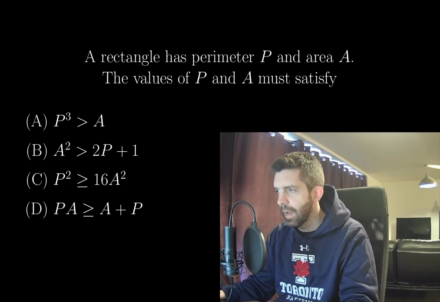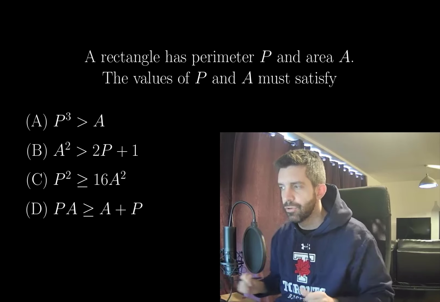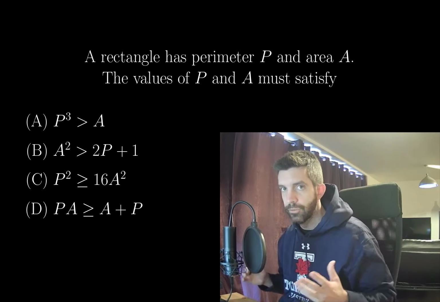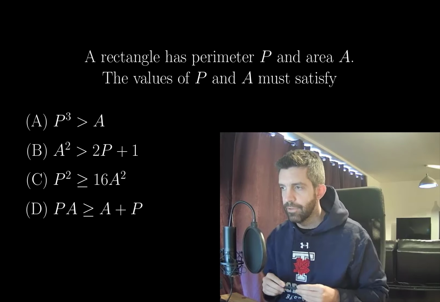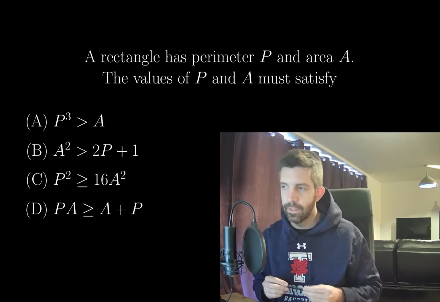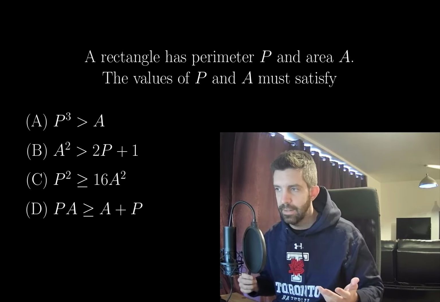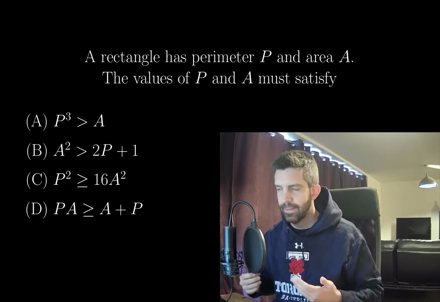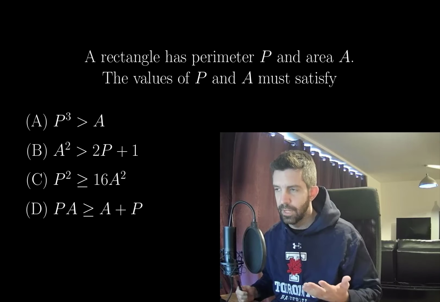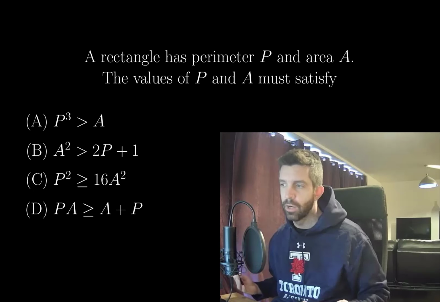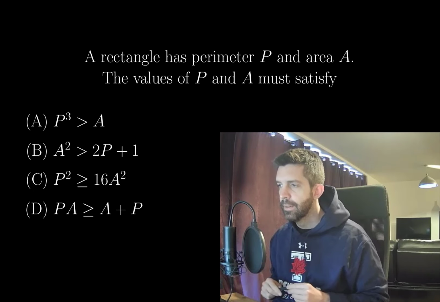Options A, B, and D can't possibly be true because the units on each side are not consistent. Perimeter is going to have units of length, and area is going to have units of length squared. So in option A, P cubed greater than A, on the left-hand side, you have the cube of a length. On the right-hand side, you have the square of a length. So these things are not comparable with an inequality.